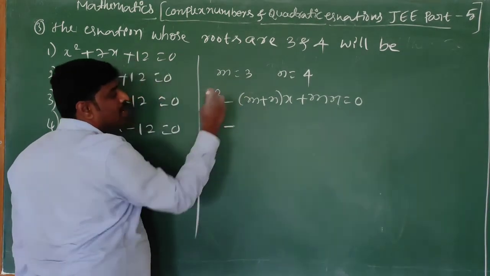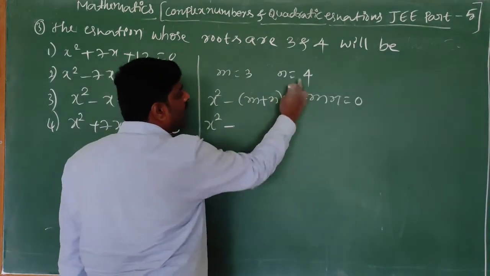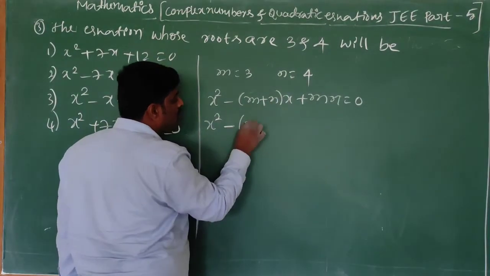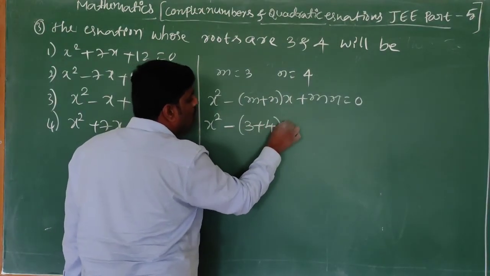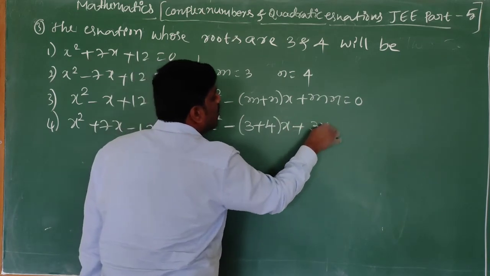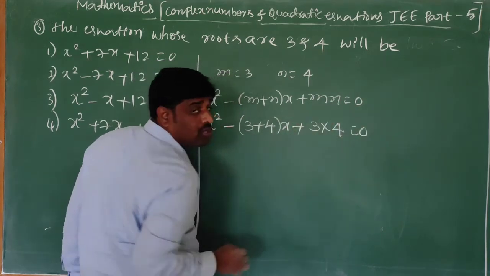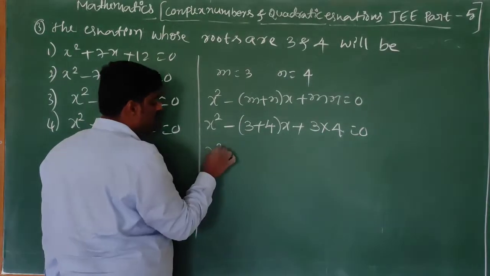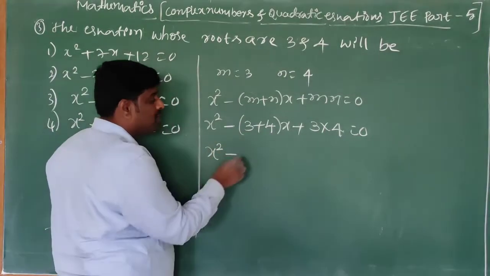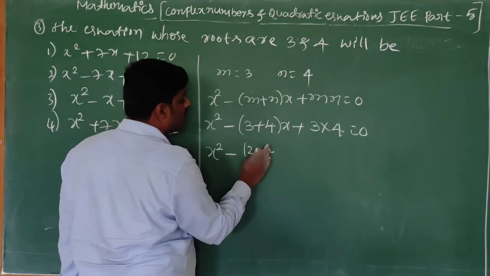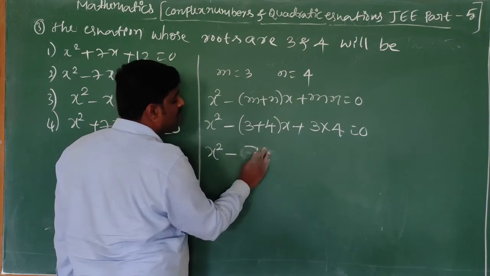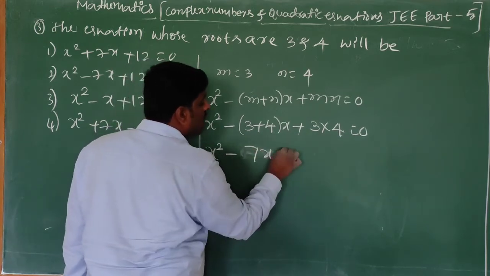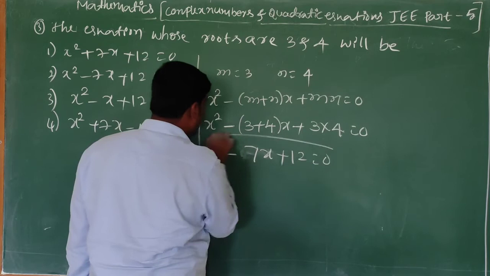So what is m value? 3. What is n value? 4. 3 plus 4 of x plus 3 into 4 is equal to 0. x square, 3 plus 4 is 7. 7x plus 3 fours are 12 is equal to 0.